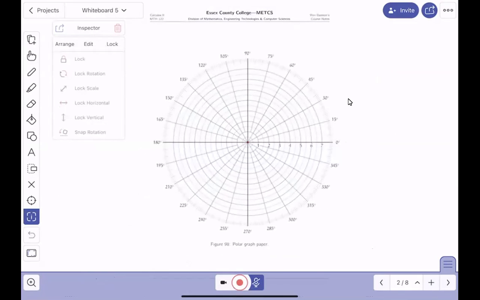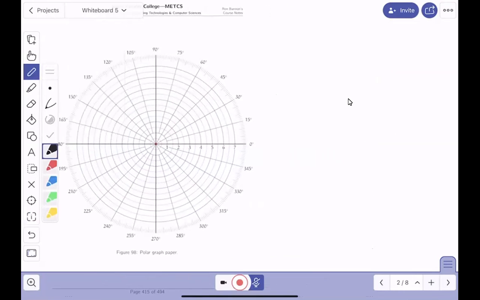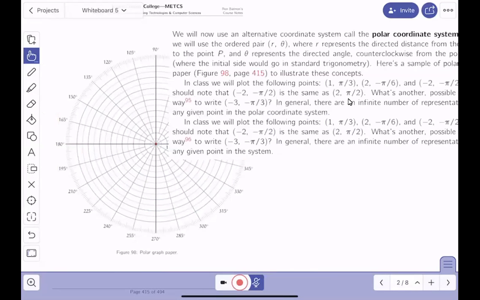And this is what's called polar graph paper. All right. So I'll explain the use of this. This paper can be printed out if you want to use it. I think you can also purchase it on Amazon as pre-printed, if you like. It's up to you. But it's important to have access to this to review what you've done in Math 120.